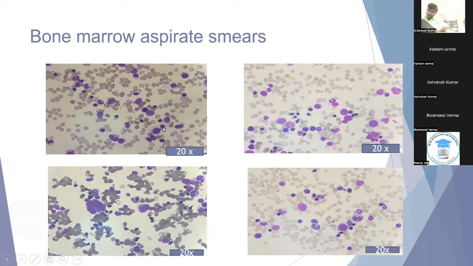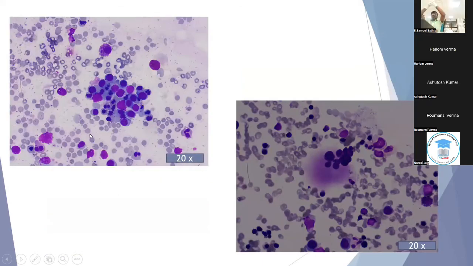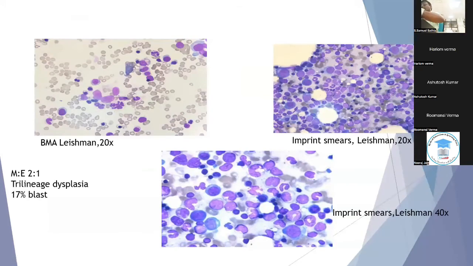There is dyserythropoiesis, that is, binucleated and trinucleated erythroid precursors. This is a dysplastic megakaryocyte. Here again, presence of blasts and a certain amount of dyserythropoiesis. This is a cluster of erythroid precursors showing megaloblastoid changes as well as binucleation and multinucleation, which shows dyserythropoiesis. This is a dysplastic megakaryocyte. This is a macropolycyte here, and these two are imprint smears.